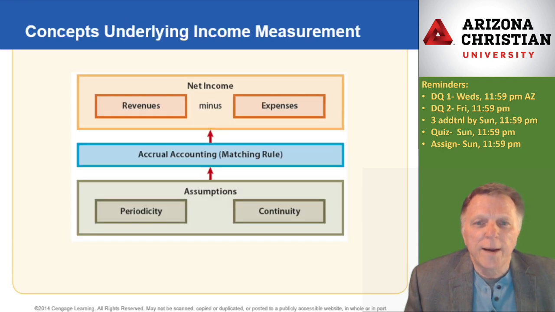This diagram describes the connection between the key terms in this chapter and the concepts that we're talking about. Notice the base assumptions of periodicity and continuity. Getting these 2 concepts down will help you understand the matching rule and net income, so be sure to learn them.